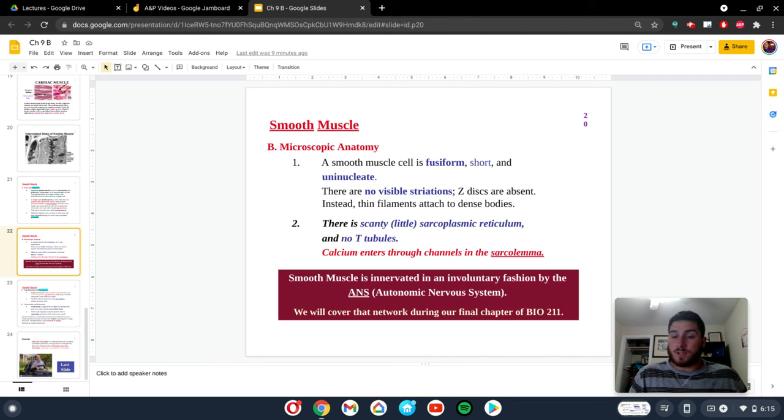However, the autonomic nervous system is going to connect with these muscles and take care of them for us so that we can involuntarily contract these muscles. We don't need to think about it like we do with our skeletal muscles. So our cardiac and smooth muscles are controlled involuntarily by the autonomic nervous system.